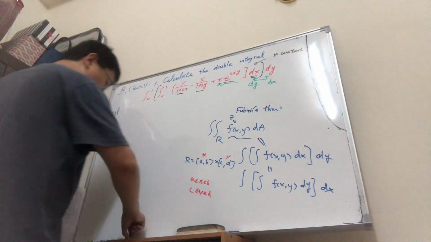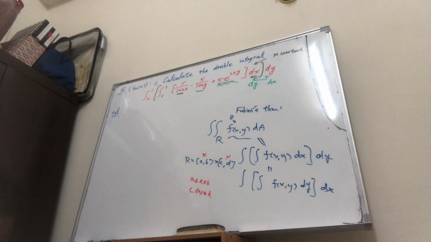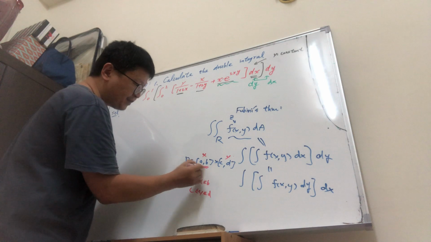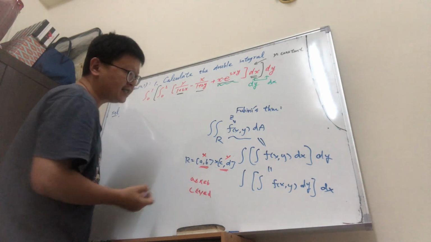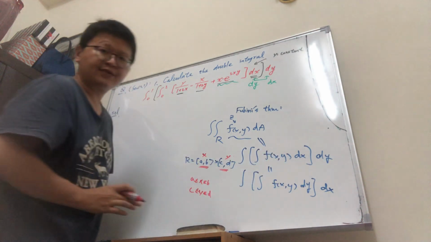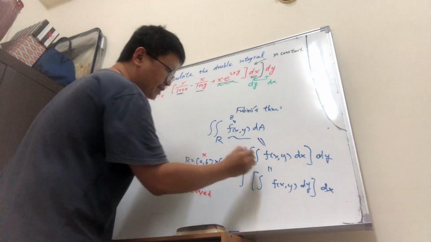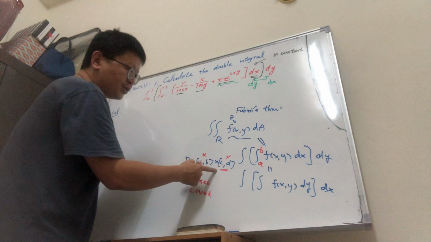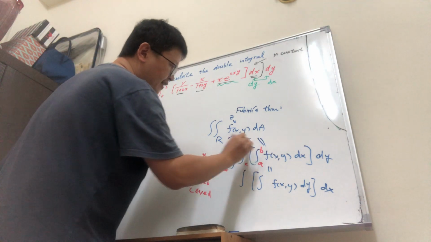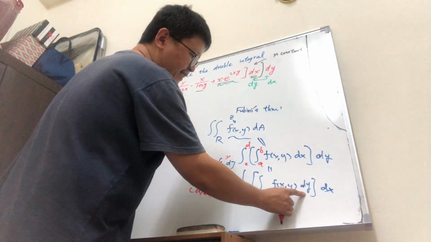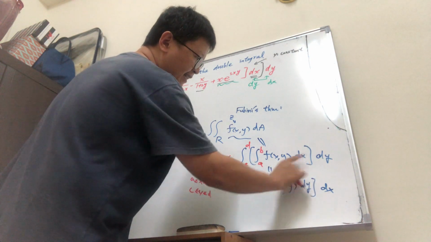But as you see, the rectangle region, x between A and B, y between C and D. So now if we integrate by x firstly, then x between A and B, so here is AB. And y between C and D, so here is CD, right? But now if we integrate by y firstly, we interchange dx and dy.